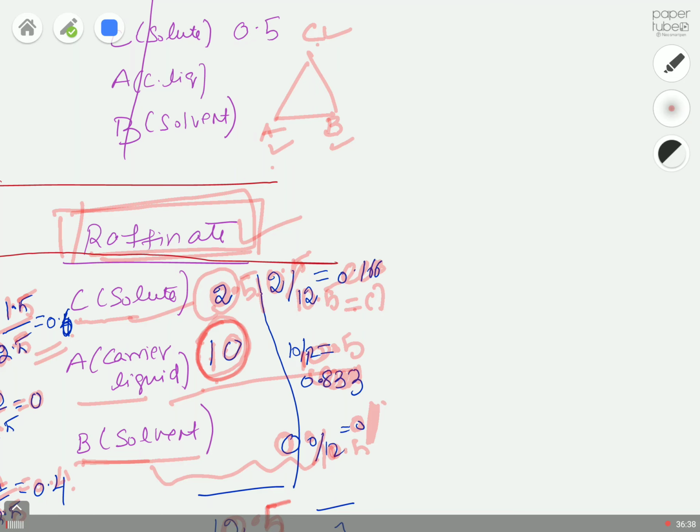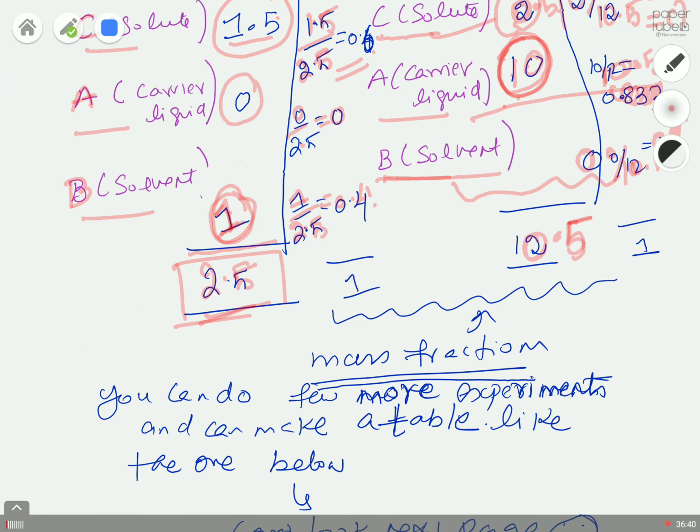So what we did is, all we calculated is mass fraction. And why do we need that? Now we know how to perform a liquid extraction experiment, how to get the experimental values, and how to convert them into mass fraction. Once you have mass fraction, we are ready to plot in the ternary diagram.